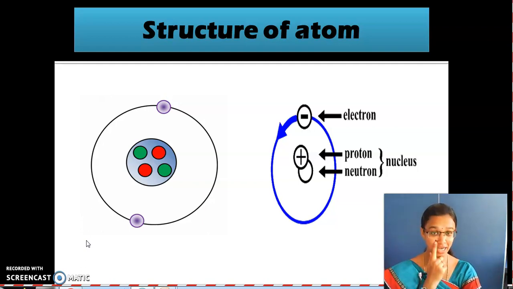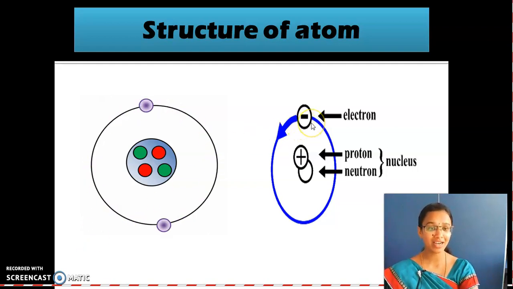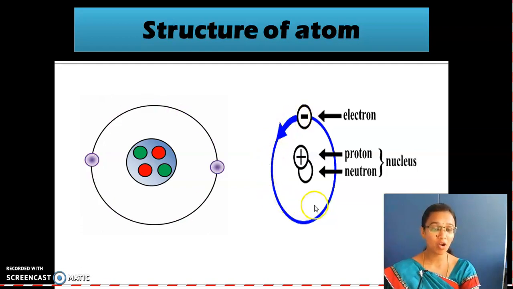So now we had seen the structure of the atom, yes or no? It has three subatomic particles: proton, electron and neutron. The electrons are negatively charged, revolving around the nucleus. The nucleus is made up of protons and neutrons. Protons are positively charged and neutrons are neutrally charged, that is, they don't have any charge.